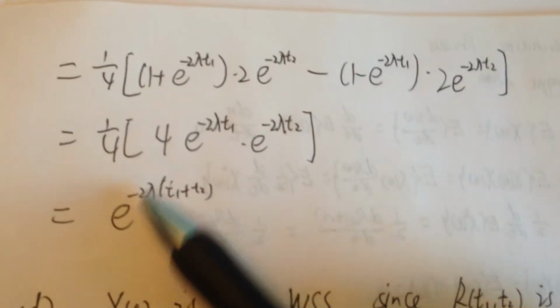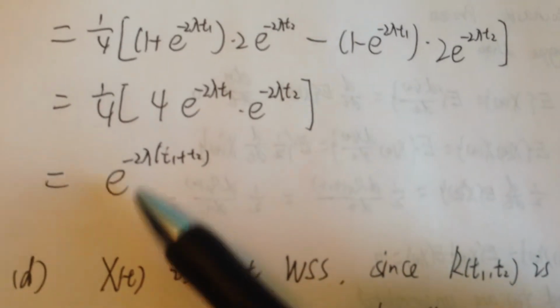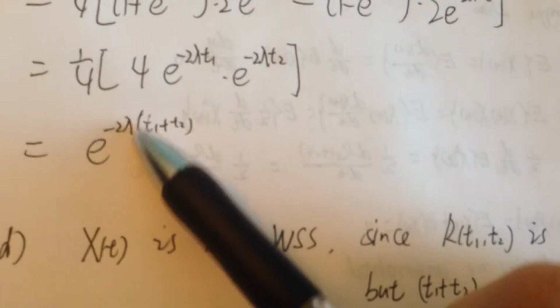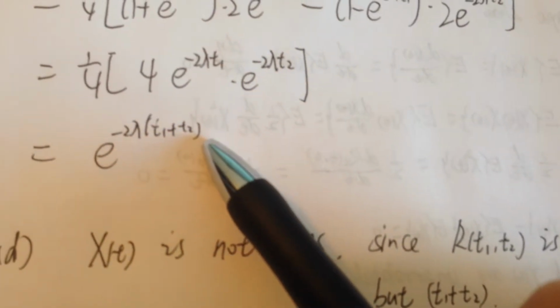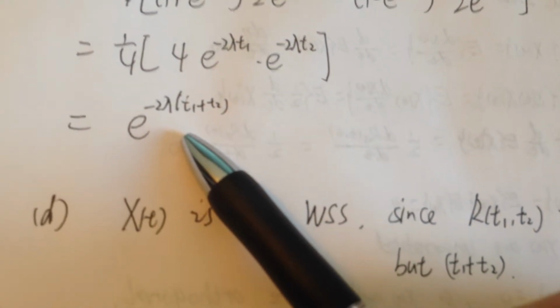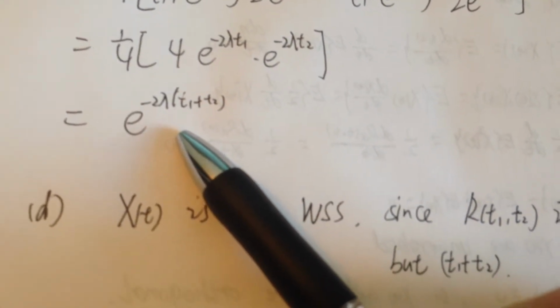And by simplifying this formula, we get the final answer. It equals e to the minus 2 lambda times (t1 plus t2). So it's the autocorrelation of t1 and t2.